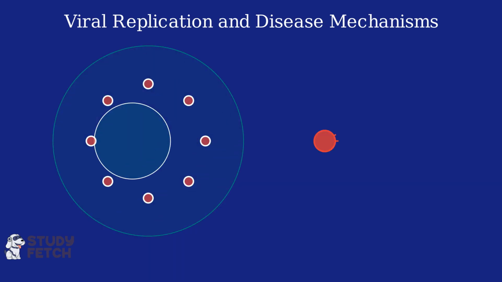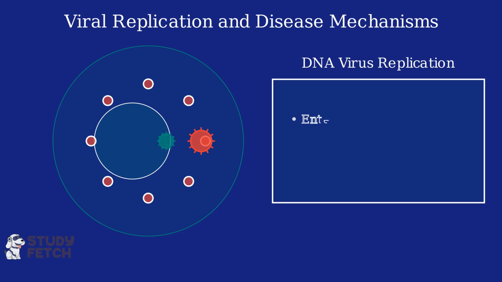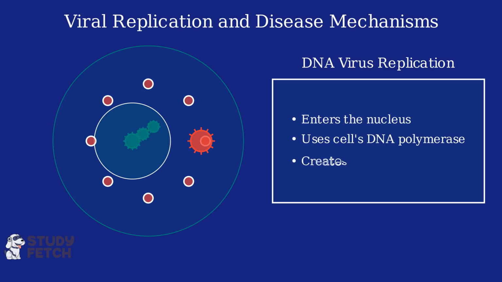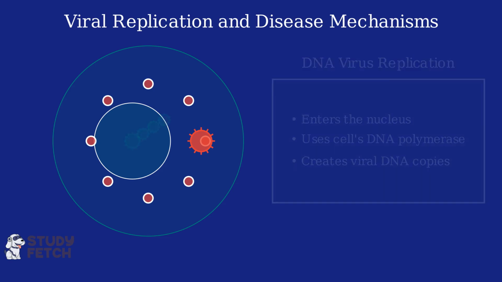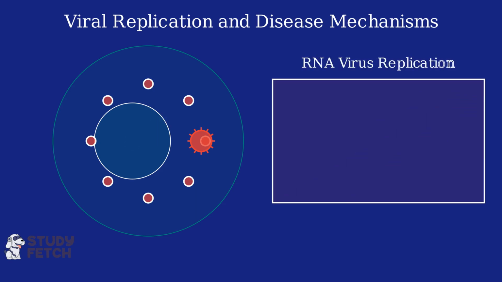After infiltrating a host cell, viruses begin their replication process. The virus enters the host cell and begins to commandeer cellular machinery. DNA viruses typically enter the nucleus and use the cell's DNA polymerase to replicate their genetic material. RNA viruses typically replicate in the cytoplasm using their own RNA polymerase.